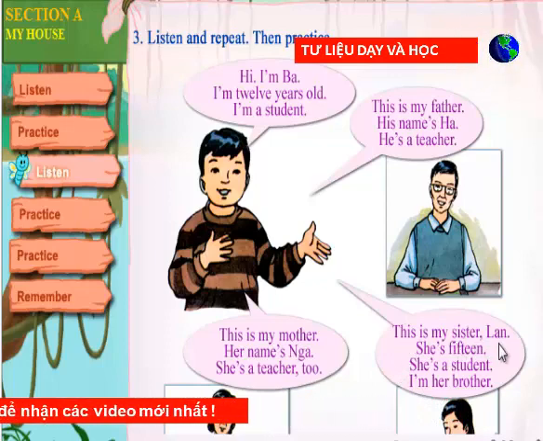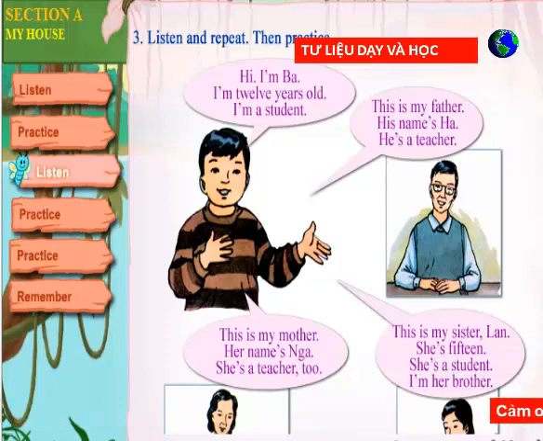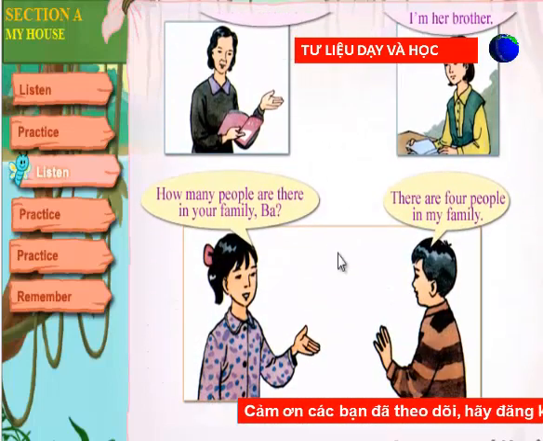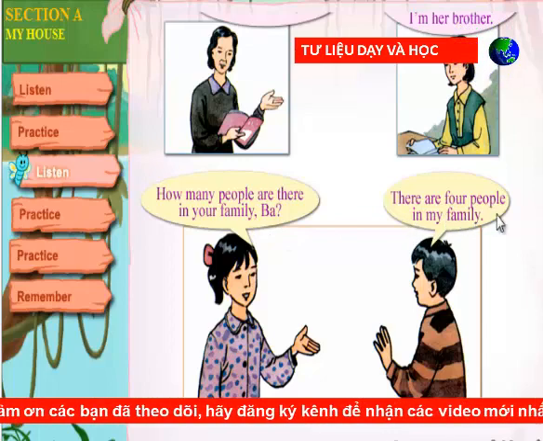This is my sister, Lan. She's 15. She's a student. I'm her brother. How many people are there in your family, Ba? There are 4 people in my family.